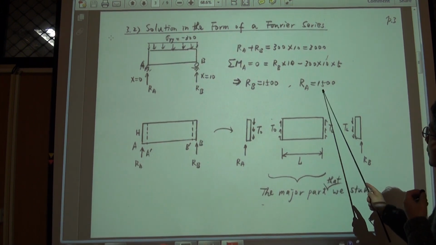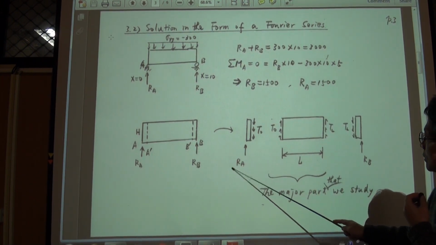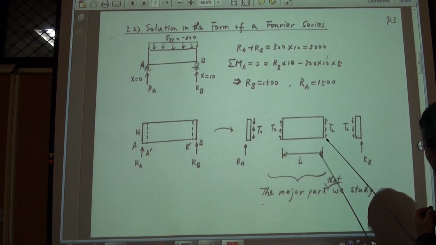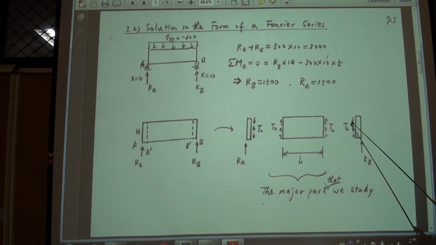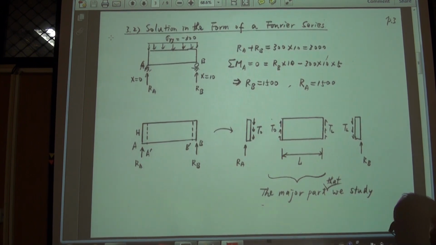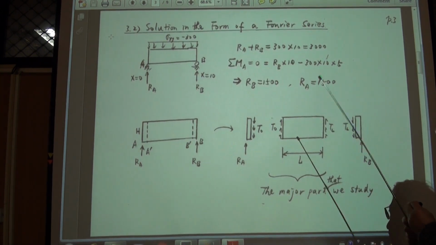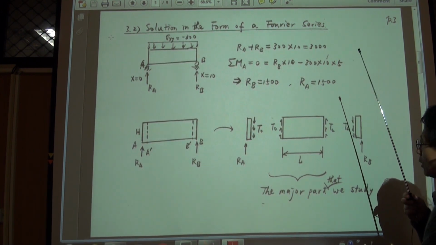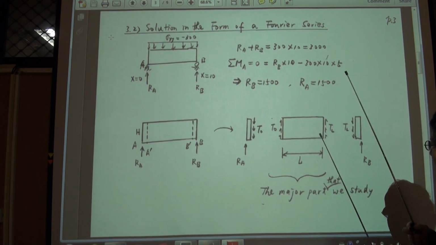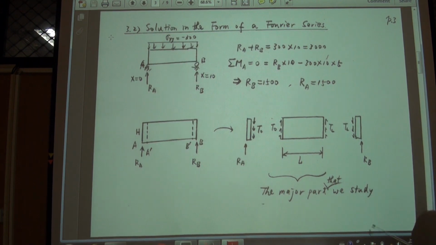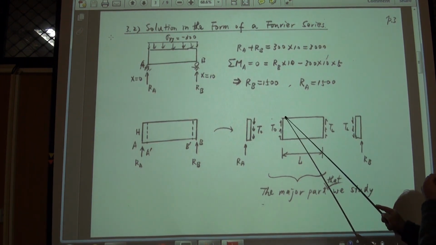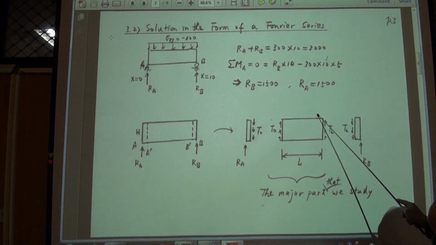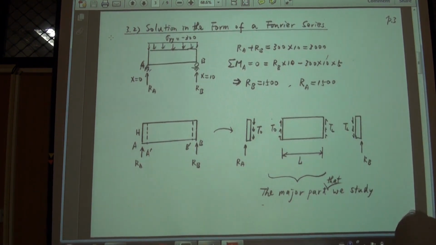RA is 1,500. So divided by H is T0. In the same way, TL can be determined. So T0 and TL are obtained. So they are not unknowns. And this is the major part we will study. See here, the distributed load can be acting here. Okay, can be at here.